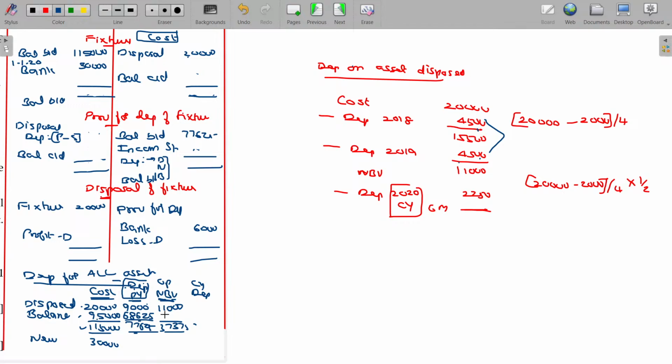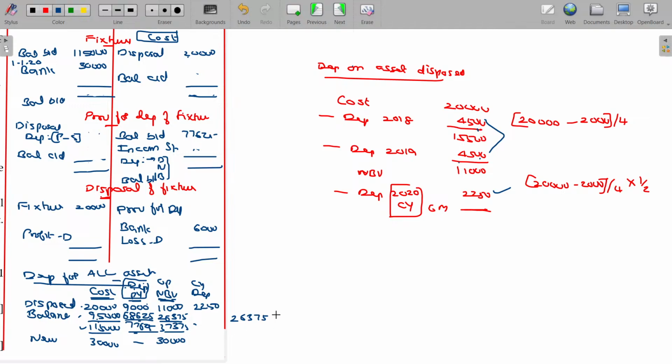95,000 minus 68,625. This value being 26,375. If you add up that, you will get the total. For the new asset, of course, we don't have the depreciation for the previous year, that remains as it is, the new one. And what about the current year depreciation? Current year depreciation for the disposed asset being 2,250. For the balance asset, 26,375, you know.